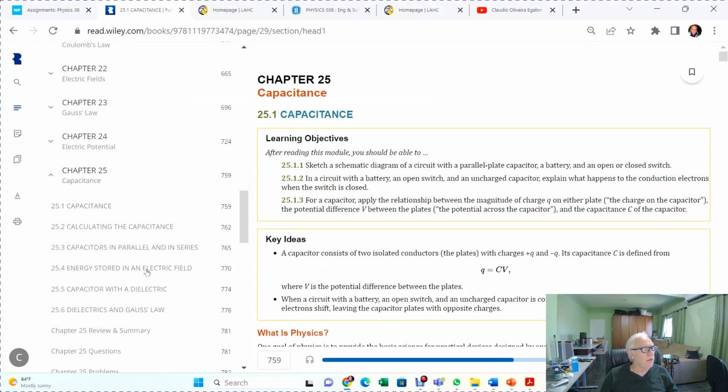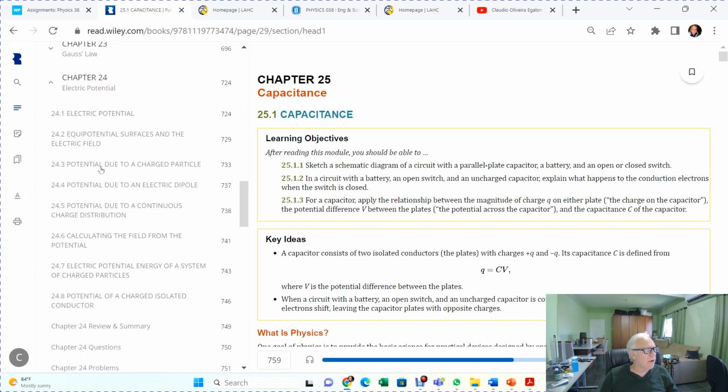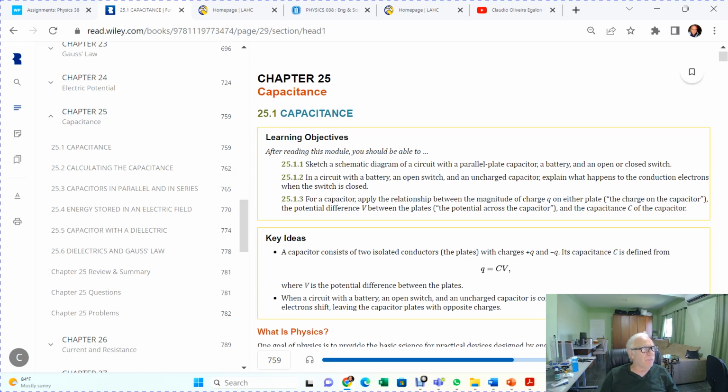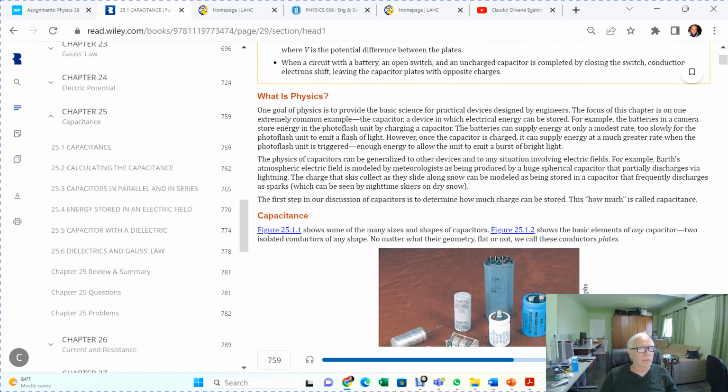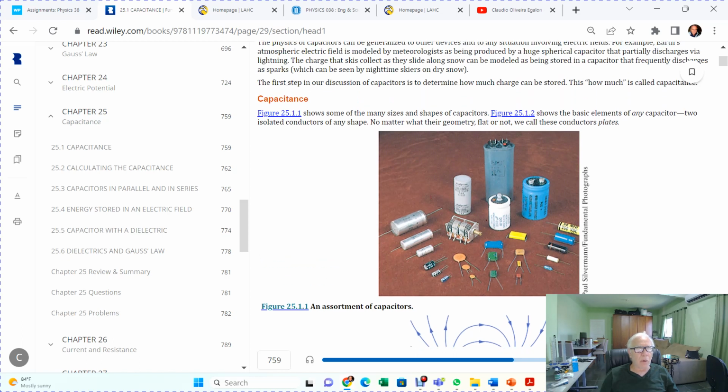The material is right here. Electric potential was covered in that other video that I posted. And we will be covering all this material today: capacitance, calculating the capacitance, capacitors in parallel and in series, energy stored in an electric field, capacitor with a dielectric, and dielectric and Gauss's law. And what do you want to know about capacitors?